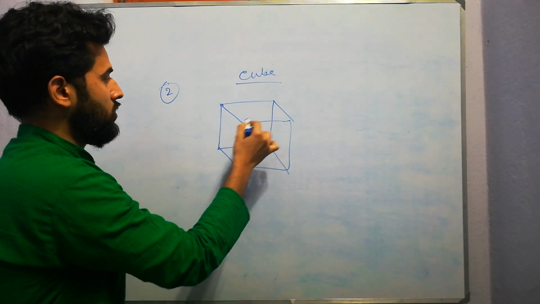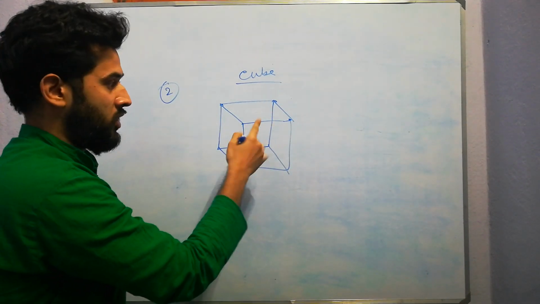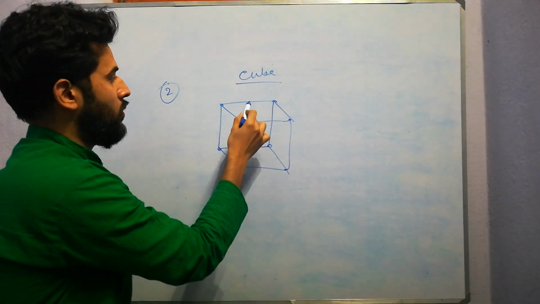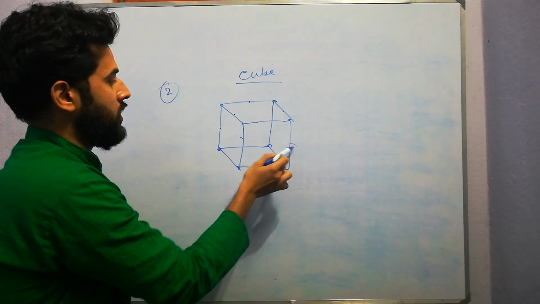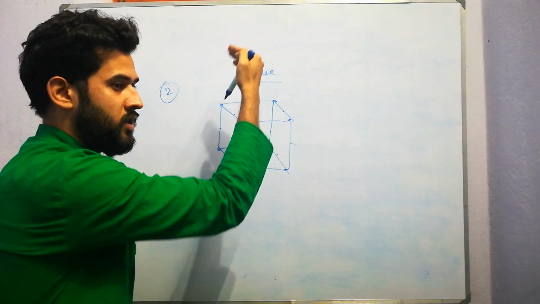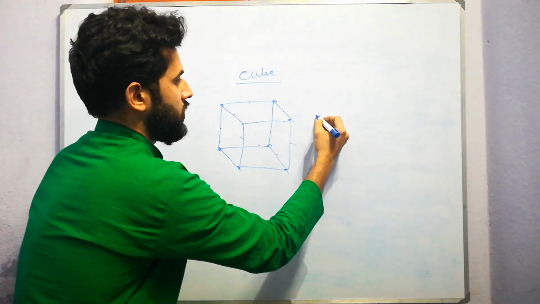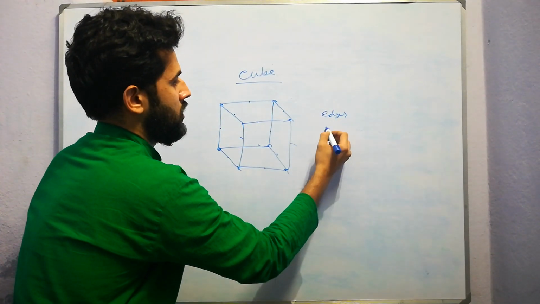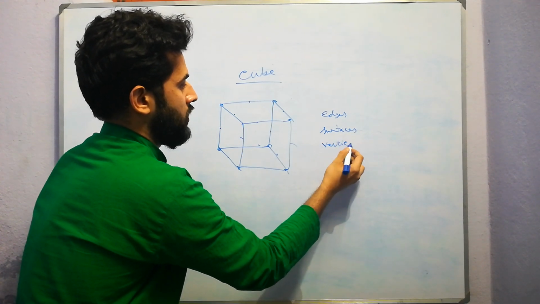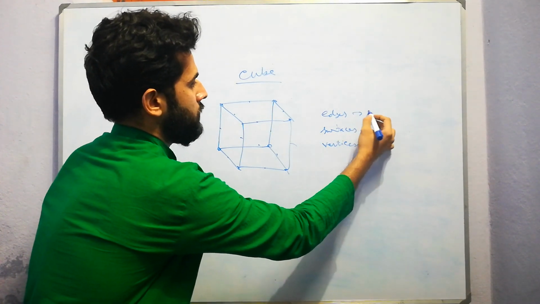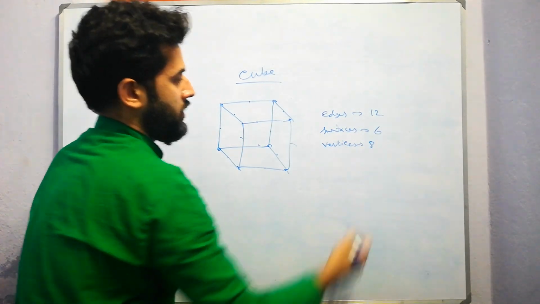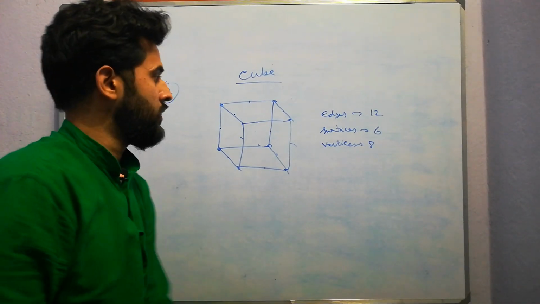So how many edges? 1, 2, 3, 4, 5, 6, 7, 8, 9, 10, 11, 12. 12, and also faces 1, 2, 3, 4, 5, 6. So edges will be 12, surfaces will be 6, vertices will be 8. Hope you are understanding.